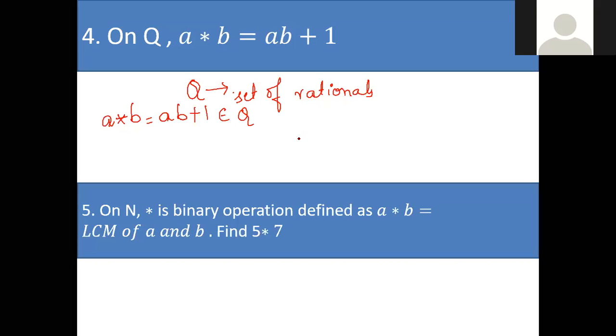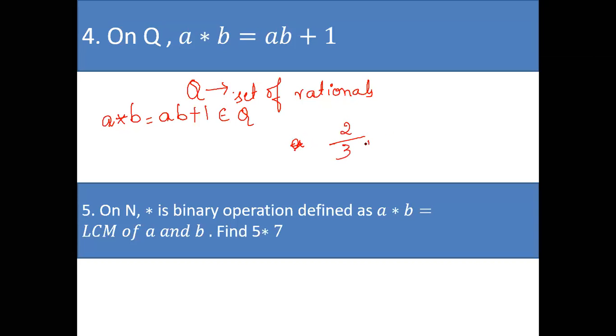Whatever you give, rational numbers. For example, if you take 2 by 3 and 3, these two are rational numbers, correct? So, according to our definition, 2 by 3 star 3, how will we define? It is equal to AB plus 1. So, here A is equal to 2 by 3, B is equal to 3. So, it is 2 by 3 into 3 plus 1. So, 3 gets cancelled. So, 2 plus 1 is 3. Again, 3 is a rational number.